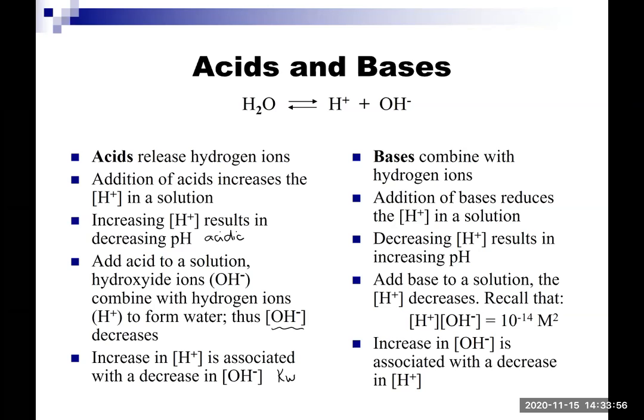Bases combine with hydrogen ions. The addition of base reduces, therefore, the amount of hydrogen ion in a solution. Decreasing the H plus results in an increasing pH. So if you add base to a solution, the H plus decreases. And remember that if we decrease the H plus, we're going to increase the OH minus, according to the ionization of water and KW.